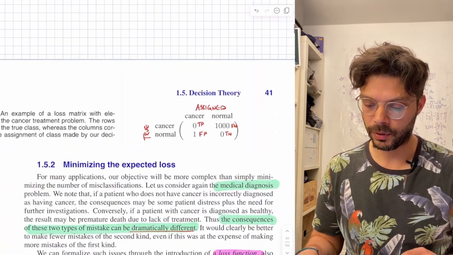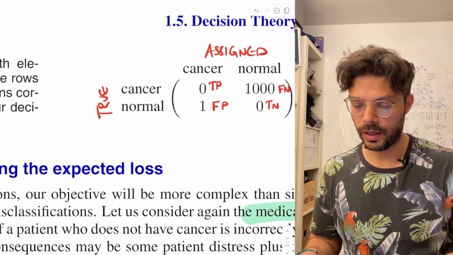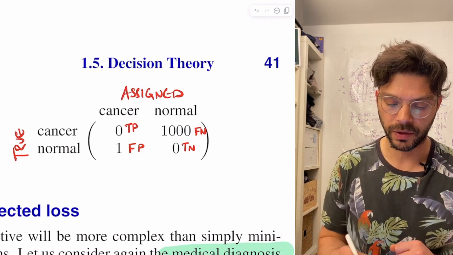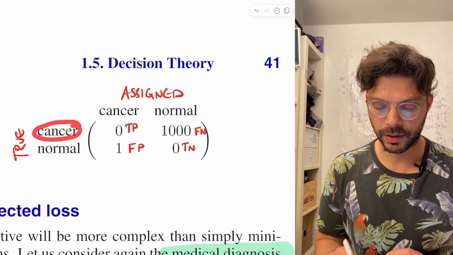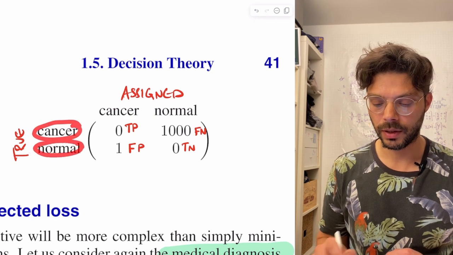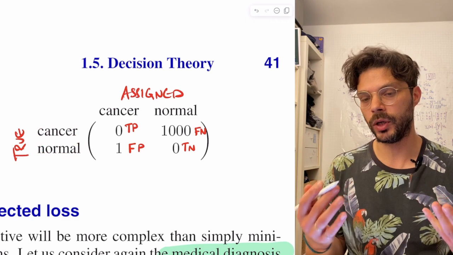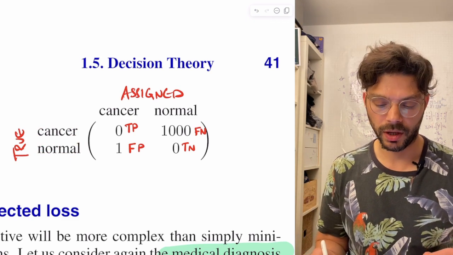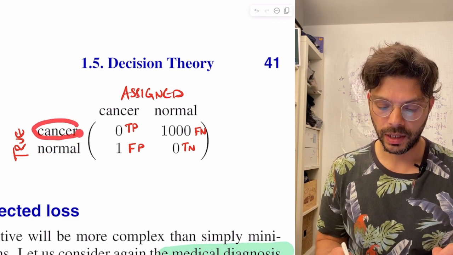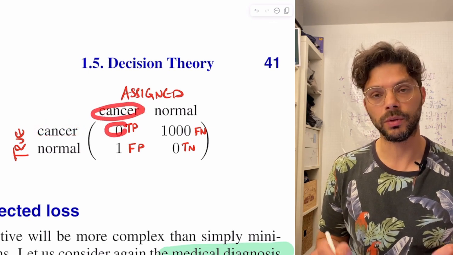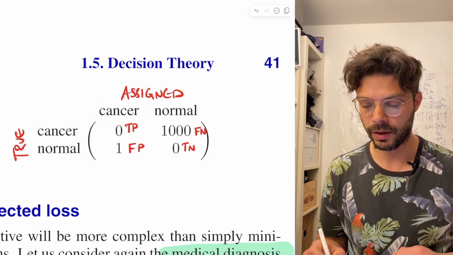Here's one example of what that might look like. Here we've got the true classes on the left, cancer versus normal, and then you've got the assigned classes. Now you have four kinds of decisions. One of them is a true positive, so the person does have cancer and you've detected the cancer, so there's no loss in terms of your algorithm there.